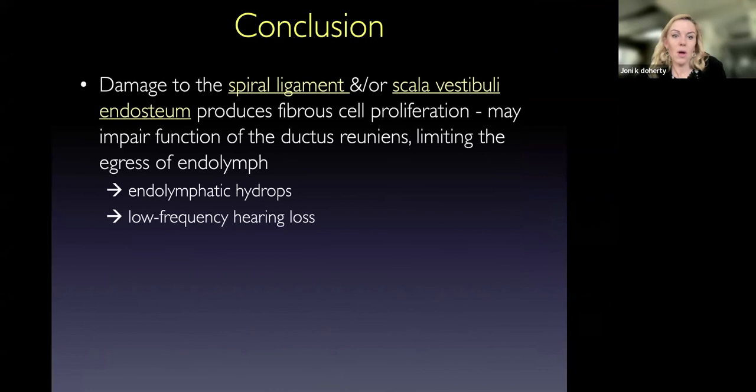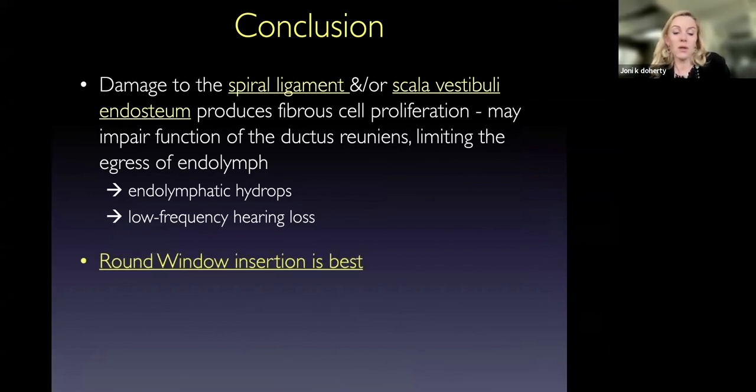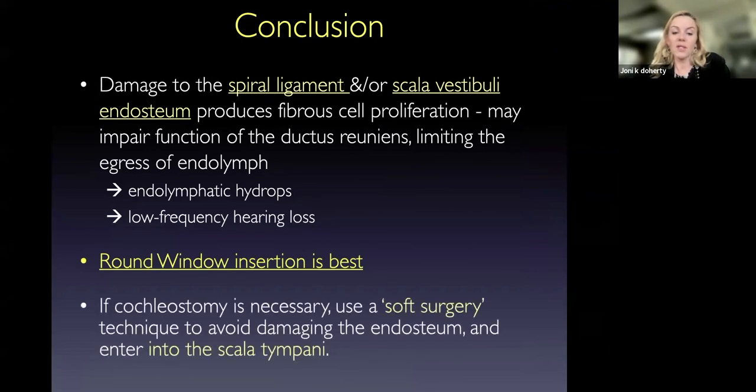So in conclusion, damage to the spiral ligament and or scala vestibuli endosteum produces fibrous cell proliferation and may impair function of the ductus reuniens, limiting the egress of endolymph and leading to endolymphatic hydrops and low frequency hearing loss. Round window insertion is best, and if a cochleostomy is necessary, it's recommended to use the soft surgery technique to avoid damaging the endosteum and enter into the scala tympani.